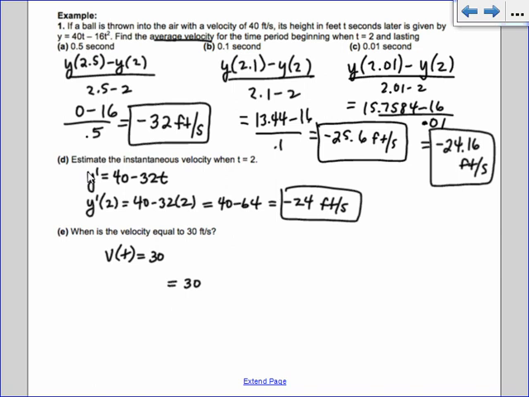All right, so what we want to do is v of t equals 30. So v of t was 40 minus 32t. And we're solving it out. So we get negative 32t equals negative 10. So t equals 10 over 32. So 5 over 16, which you could leave as that, in seconds.